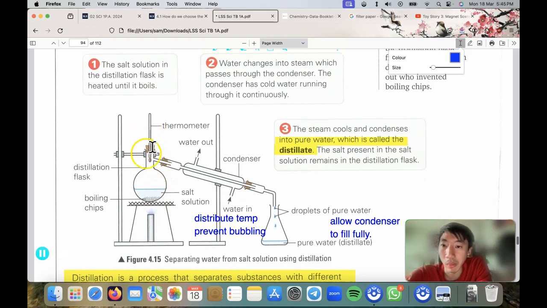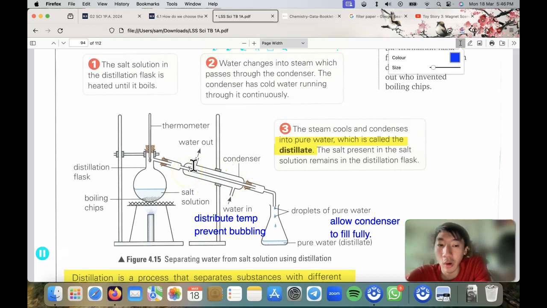Here we see a thermometer. The thermometer is just to measure the temperature of the gas, of the water vapor, as it is going through this setup. So what happens is that the water vapor boils, turns to a gas, goes up, goes past the thermometer, and will reach 100 degrees Celsius. Since there's nowhere else to go, it will go to the right, through this setup over here called a condenser.